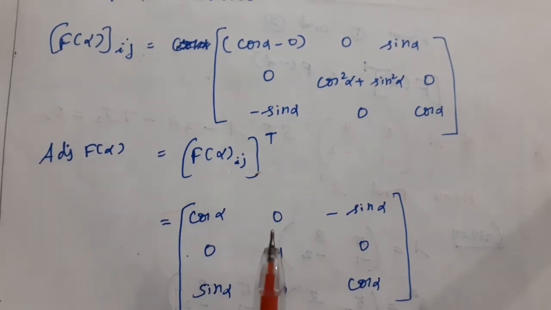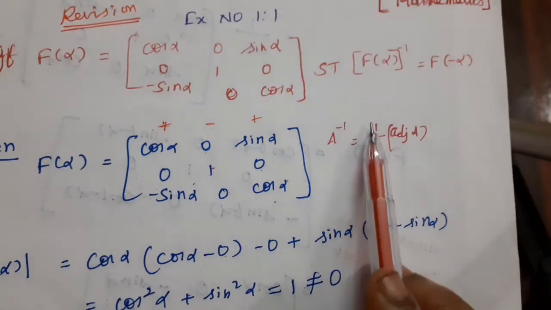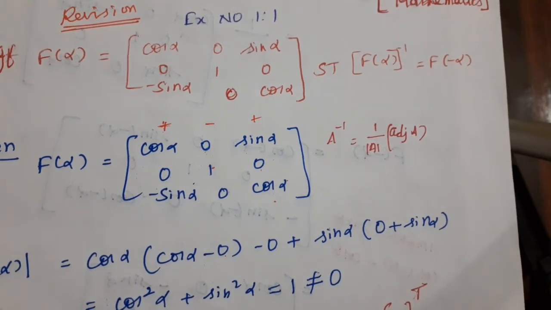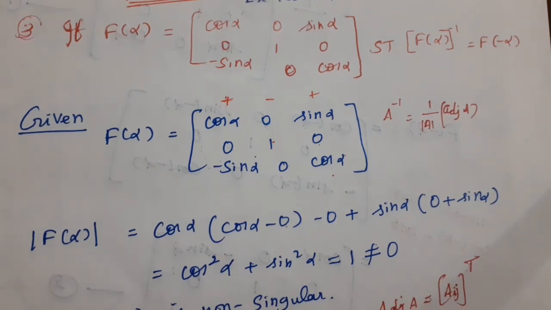What is A inverse? What is the formula? A inverse equals 1 by determinant of A into adjoint of A. Now we have found the adjoint of A. What is the determinant of A? Determinant of A, that is determinant of f of alpha, is nothing but what? 1.